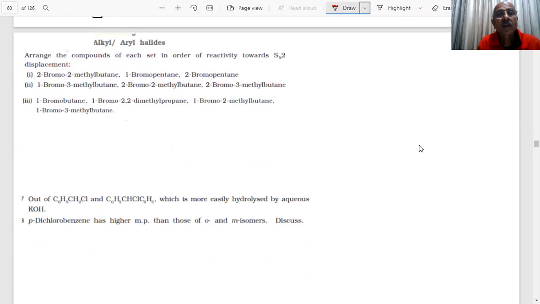Okay, students. Now he is saying question number 5. Arrange the compounds of each set in order of reactivity towards SN2 displacement. SN2 displacement, students, reactivity order. 2-bromo-2-methylbutane, 1-bromopentane, 2-bromopentane. First, we should be able to draw their structures, then it will be easier to find out, students.